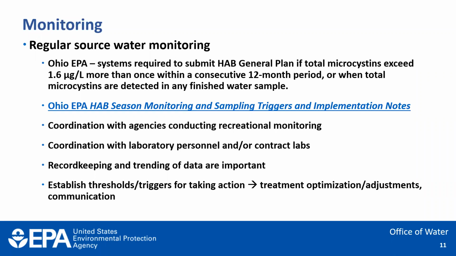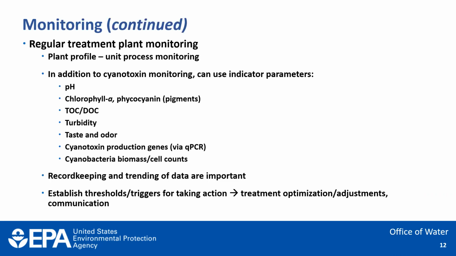And then establishing thresholds and triggers for taking action. So I included a lot of the resources that are out there. EPA has some resources as to what to do if you detect cyanotoxins above 0.3 in your raw water, here's what you should do. If it's this, here's what you should do, et cetera. So these are all important things to think about if you are going to put a plan together, put something on paper.